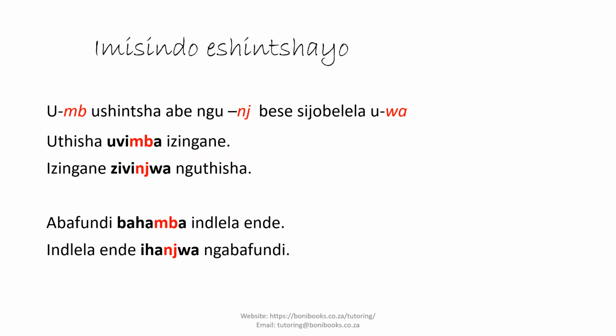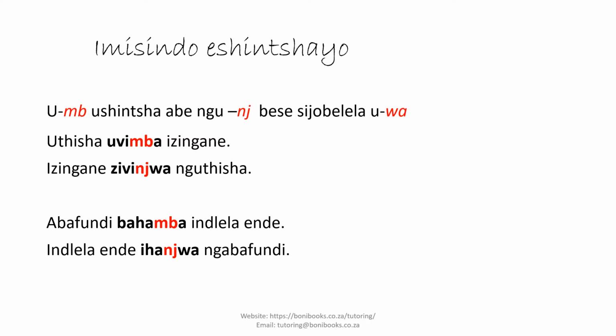Uthisha uvimba izingane. And then we're going to say izingane zivinjwa nguthisha. So see now what we have done. Remember, even in the previous lesson, we have said ukuthi a sentence begins with the object. Izingane zivinjwa nguthisha. Okay, let's go to the next one. Abafundi bahamba indlela ende. When you change the sentence to be in the passive, so that indlela ende ihanjwa ngabafundi. So mbo changes into nje, and then we suffix wa.